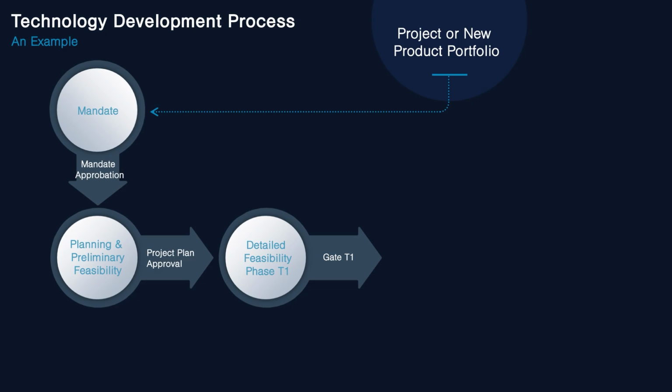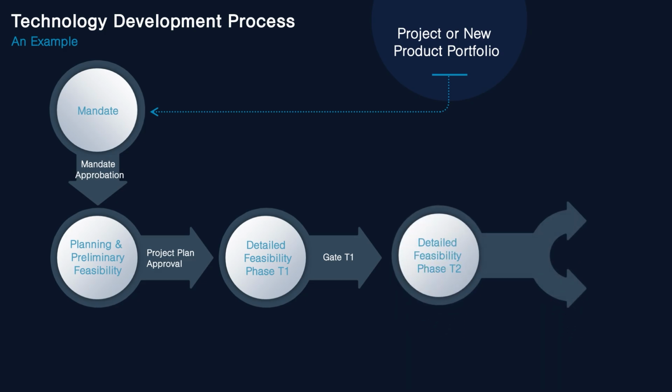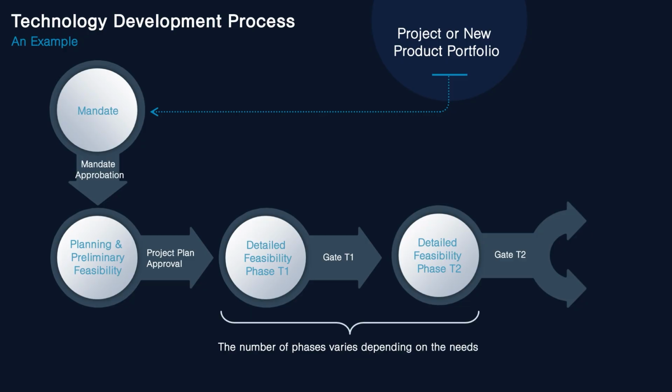Some organizations also call it Gate -2. Detailed feasibility is refined in Phase 2. Again, once the deliverables are completed, they will be presented. Note that the number of phases in the technology development process will vary depending on the technology needs and complexity.